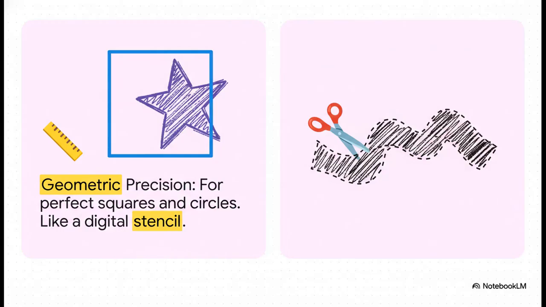So, you see the difference, right? It's all about contrast. You grab the marquee for geometric precision, say selecting a window on a building, but you grab the lasso for total creative freedom, like cutting a person out from a busy background. It really is stencil versus scissors.